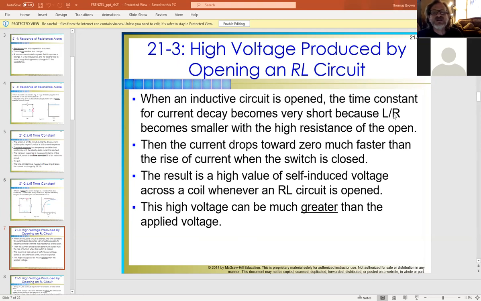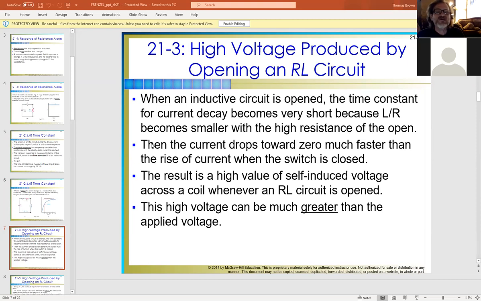But it becomes very short because the L/R ratio becomes smaller with the high resistance of the open. If we consider that high resistance as being a real component in this ratio, then we would literally be dividing that inductive value by infinity, which always yields a 0. So when he says it becomes smaller with the high resistance of the open, he's not kidding. It does become very, very much smaller.